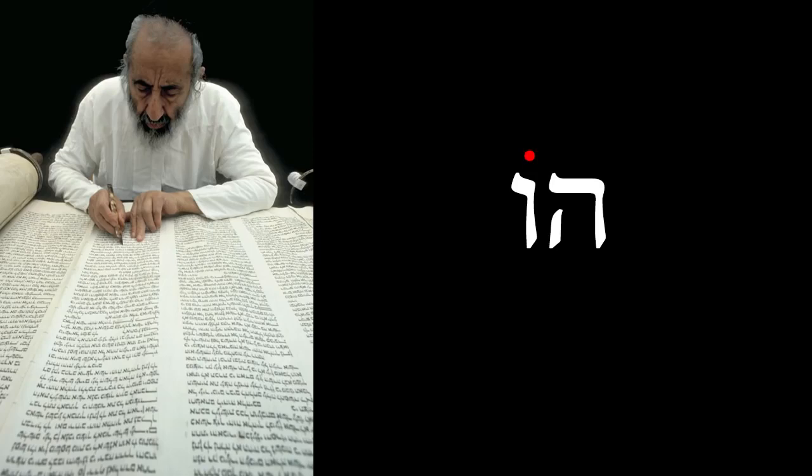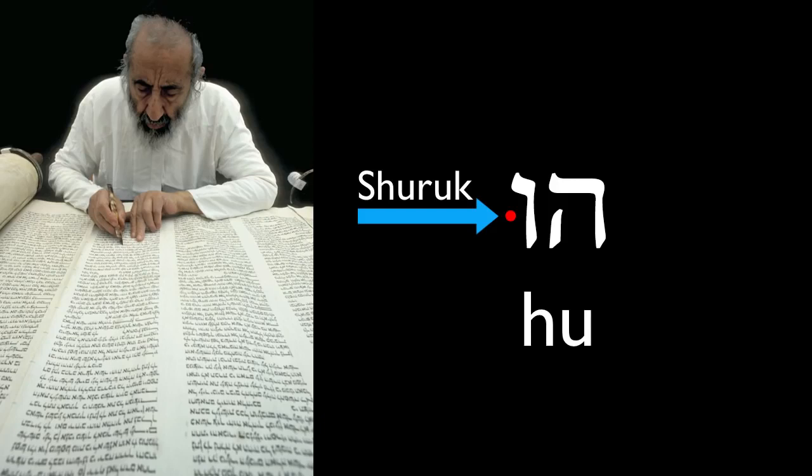But if I add a vowel point on top of the Wa, it changes it from a Wa to the O sound. Now it sounds like this, ho. If I move this point down to here, it changes the Wa to the U sound. Now it sounds like this, hu. Now this one is very important to this study. Whenever you see the letter Wa with a dot in this position next to it, it's called a sharuk. Sharuk. This is how you produce the U sound in modern Hebrew.